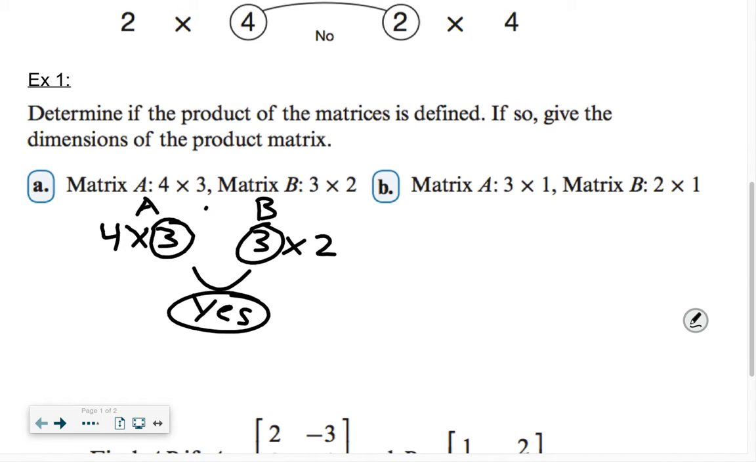Now the cool thing about it is we know if it can be done just by looking at the dimensions, and what the size of our product matrix is going to be. You know, when we multiply these two matrices together, what is its size going to be? And we can do that by looking at the outer dimensions. We know that it's going to be a 4 by 2. So we know that A times B is going to result in a 4 by 2.